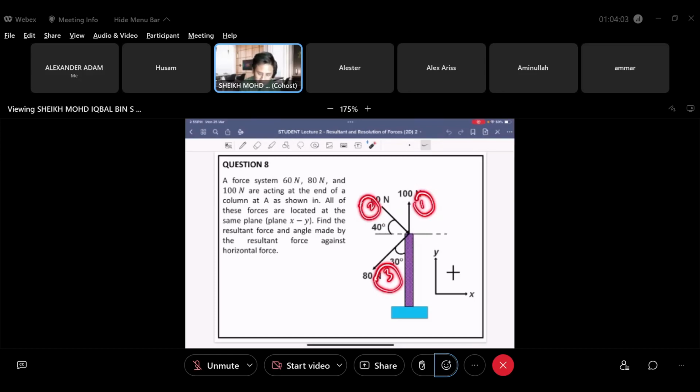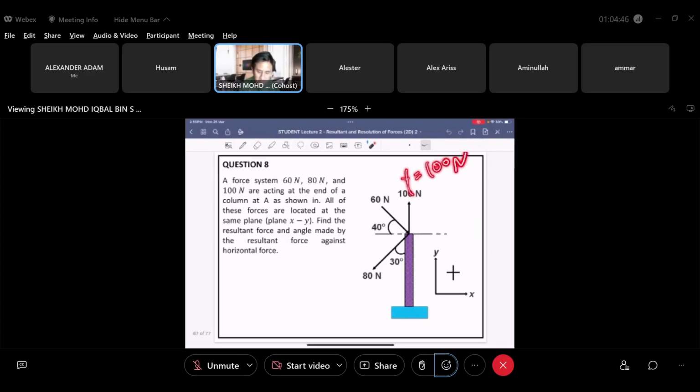So you need to resolve it first. For this one, can you resolve it? No, you can't resolve it because it's already on the y plane. There's no x component for this force. It exists only on the y plane. So x is 0, and y is equal to the magnitude, 100 Newton. There's no need to find anything because it's already given. It exists on that plane. Y is automatically 100 Newton. You don't need to calculate it anymore.